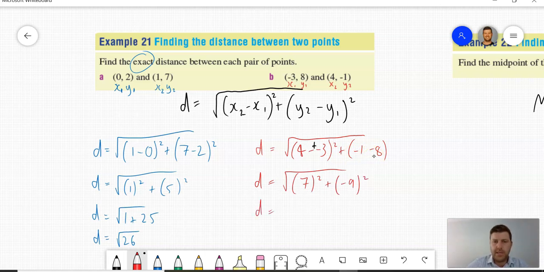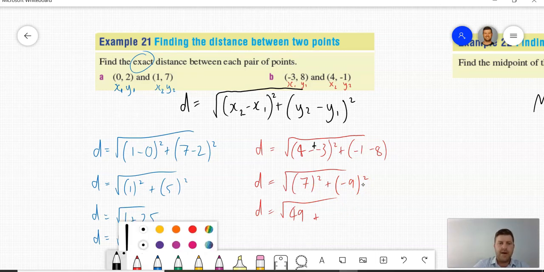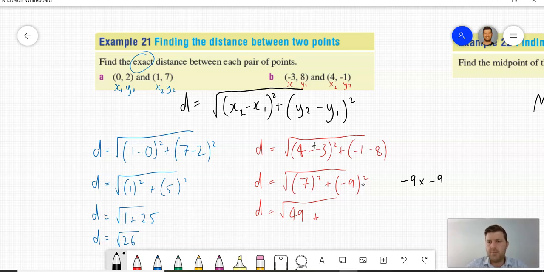So d equals the square root of 7 squared, which is fine. 7 times 7 is 49. And then I've got -9 squared. Remember, when you're squaring a number, you're timesing it by itself. So -9 squared is the same as -9 times -9. And a minus times by a minus is equal to a positive. So that's positive 81. So square root of 49 plus 81.